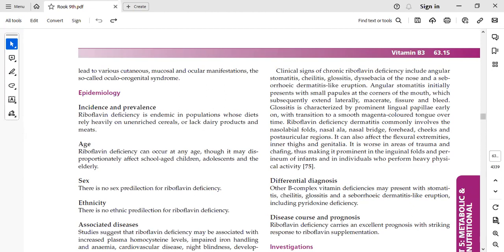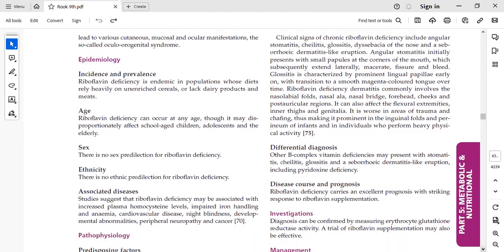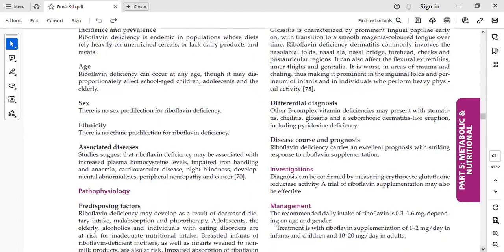Now, what are your differentials going to be in a patient who presents with such findings? Other B complex vitamin deficiencies will also present with stomatitis, cheilitis, glossitis, as I mentioned just now, and seborrheic dermatitis-like eruption, including pyridoxine deficiency. Your top differentials are going to be other vitamin B complex deficiencies, including pyridoxine deficiency here. Now, the disease carries an excellent prognosis, and there's a very good prognosis with riboflavin supplementation.